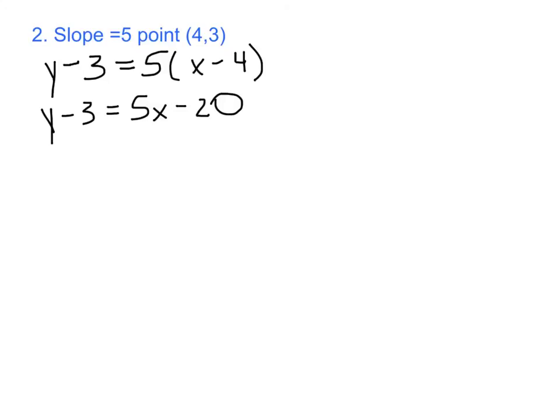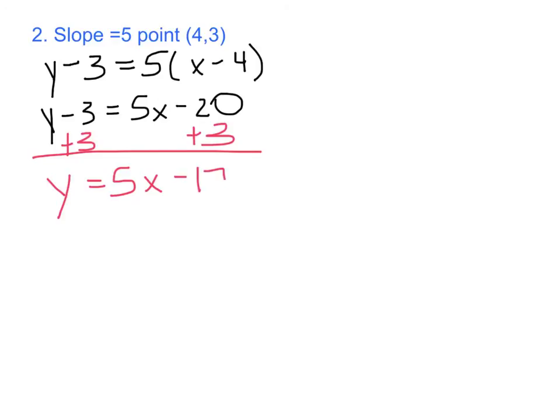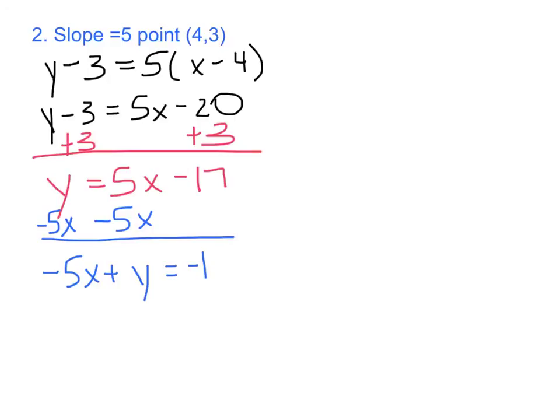Now we can add 3 to each side. So y equals 5x. Negative 20 plus a positive 3 is going to be negative 17. And then we need to move x over, so we're going to minus 5x. So now we have negative 5x plus y equals negative 17.